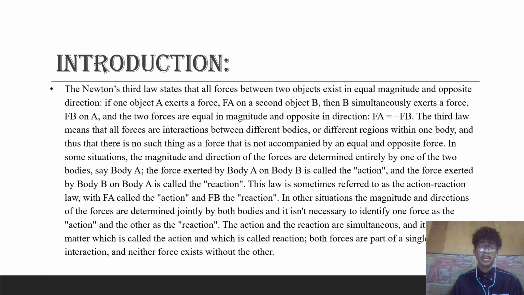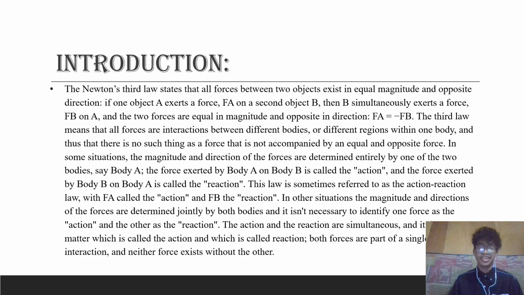In some situations, the magnitude and direction of the force are determined entirely by one of the two bodies, say body A. The force exerted by body A on body B is called the action, and the force exerted by body B on body A is called the reaction. This law is sometimes referred to as the action-reaction law, with Fa called the action and Fb the reaction.